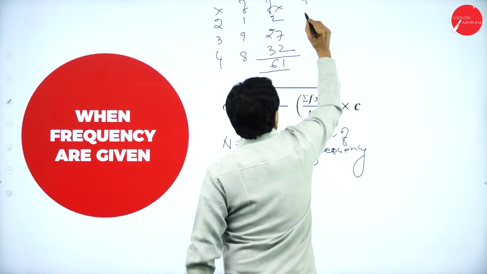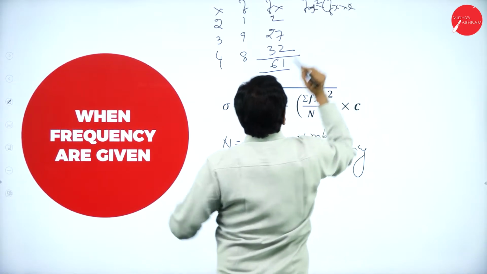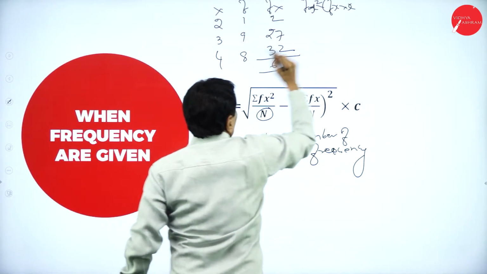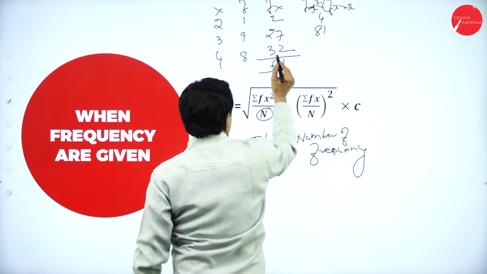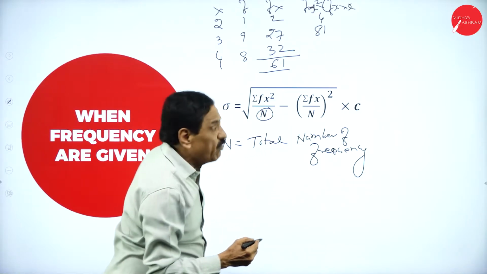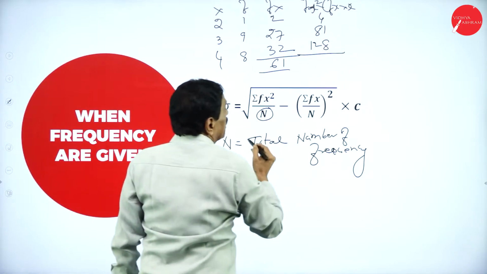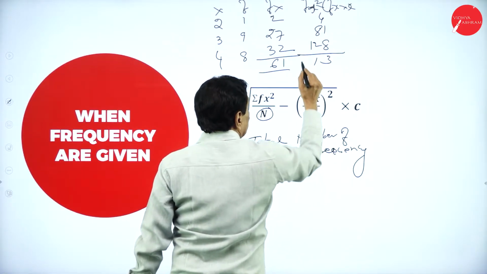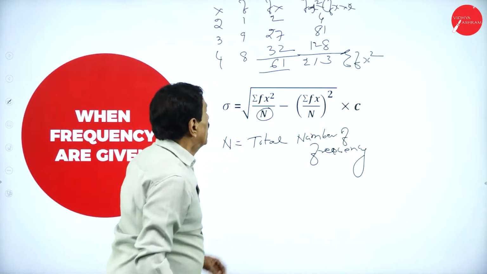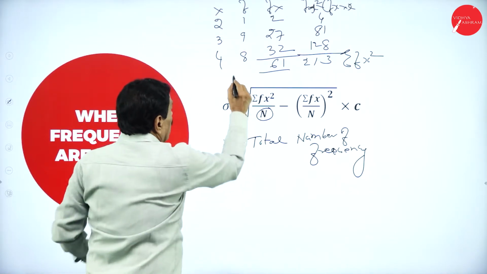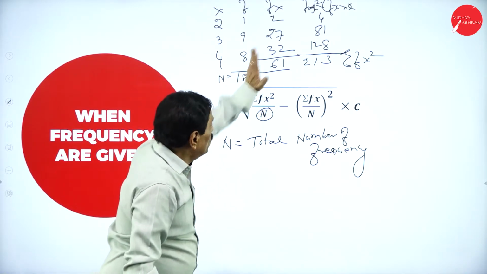Then fx square. Fx square means fx into x, this into this. 2 into 2, 4. 27 into 3, 81. 32 into 4, 128. Add the figures: 4 plus 81 plus 128 is 213. This is sigma fx square. The number of frequency we have got is 1 plus 9 plus 8, 18. This is your n.